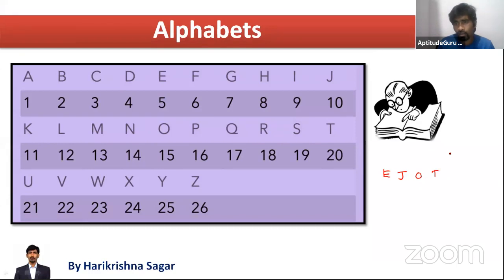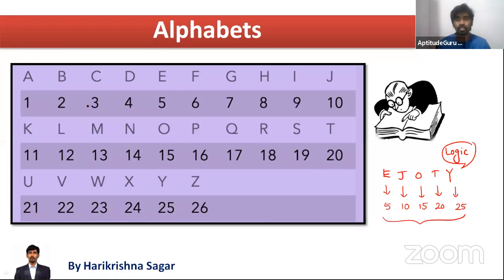To remember this, you can remember one simple logic, that is EJOT, a strategy to remember the alphabet positions. E indicates 5, J indicates 10, O indicates 15, T indicates 20, Y indicates 25. So EJOT is going to be helpful for you to extract the alphabet positions. As soon as you see any alphabet, you should be capable of writing it in the form of a number so that it will be easy for you to proceed with the solution.